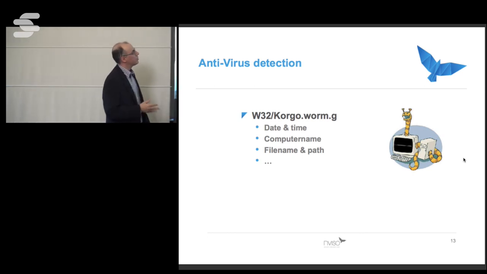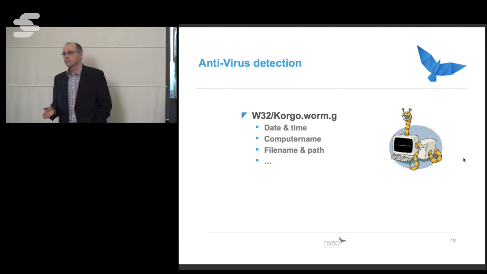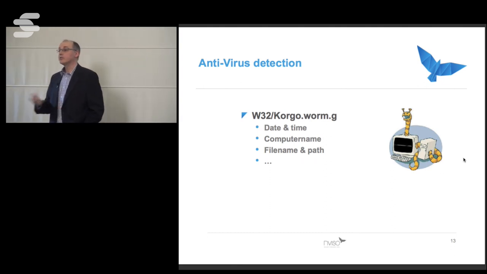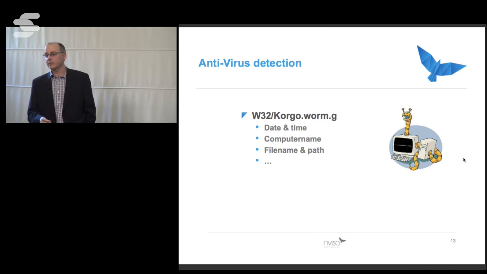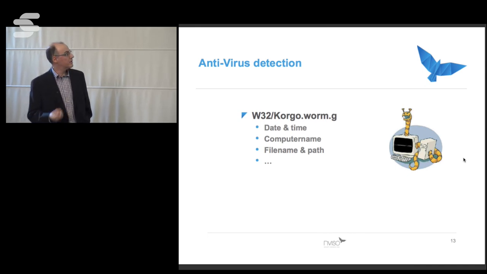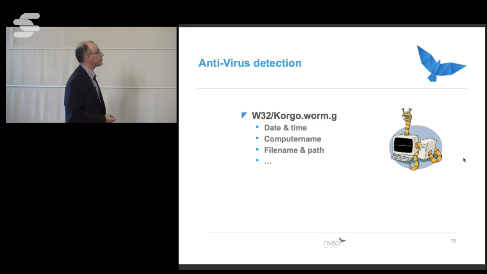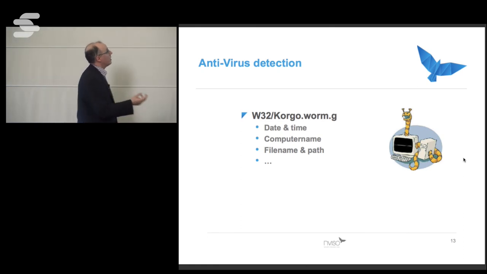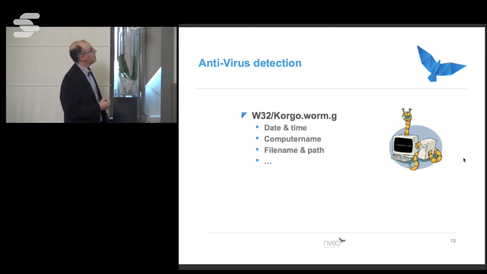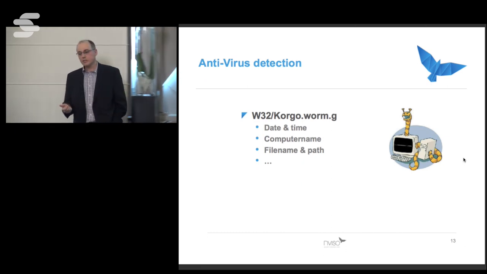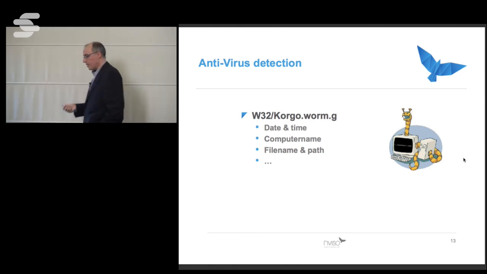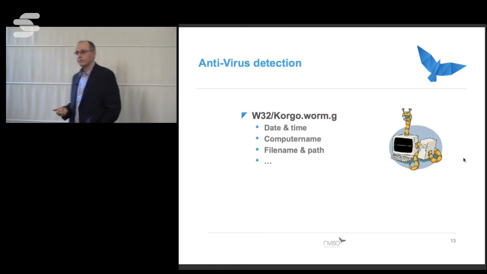For example, it could also say VBA. And then I know that it is a malicious Office document that uses Visual Basic for Applications to achieve its malicious goal. Corgo is the name, a name that they came up with. Worm gives you an indication of the type of malware you are dealing with.